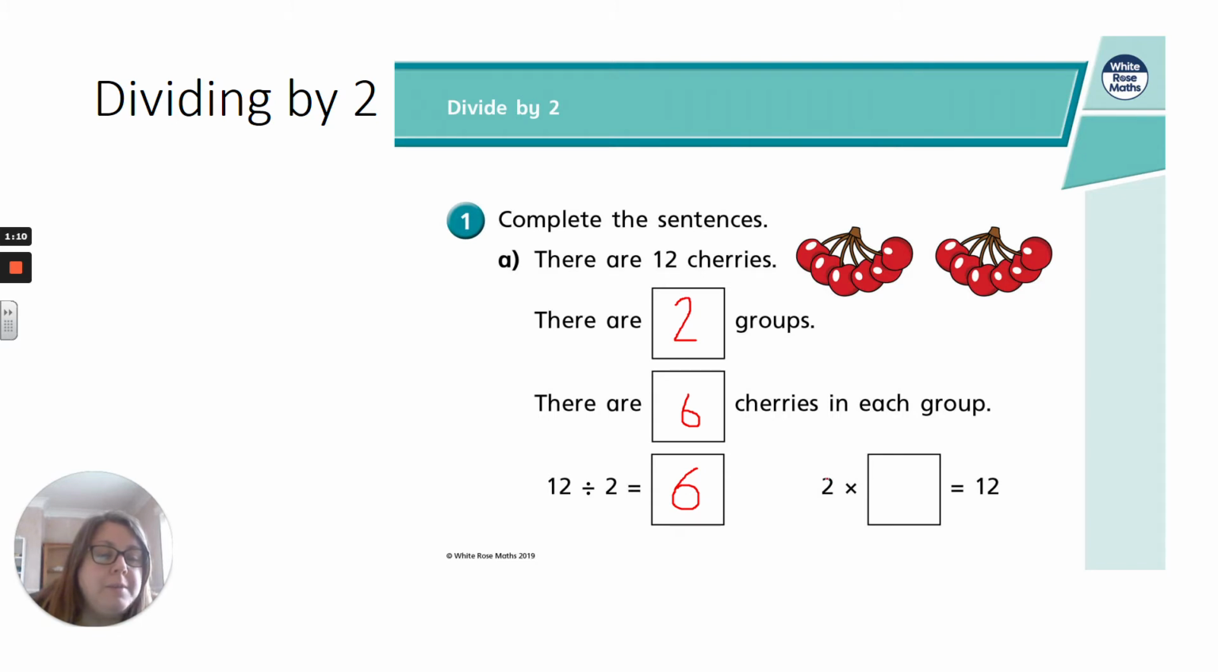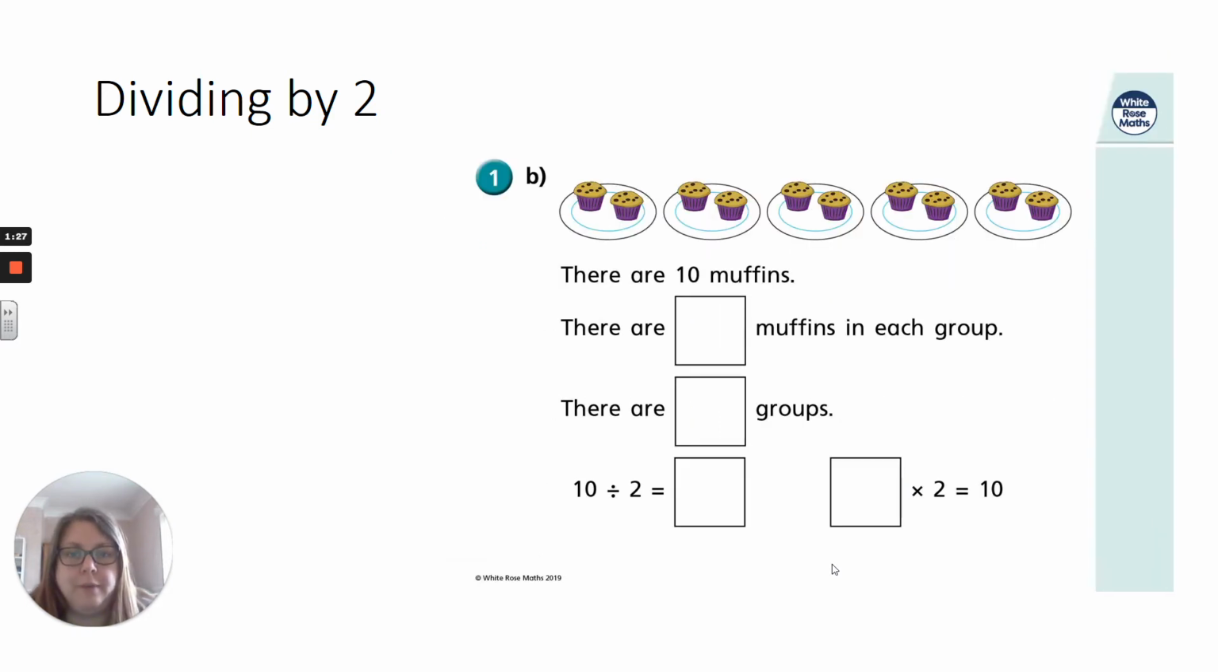So what do we times by 2 to get us to 12 then? Remember, this is a doubling fact as well. It is also our 2 times tables. You should have been practicing those while you've been at home. So yeah, 2 times 6 equals 12. Well done if you said that.